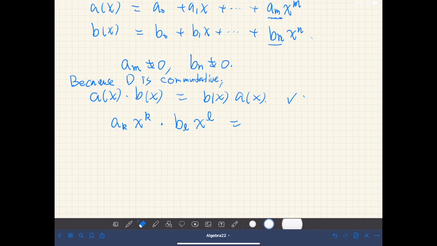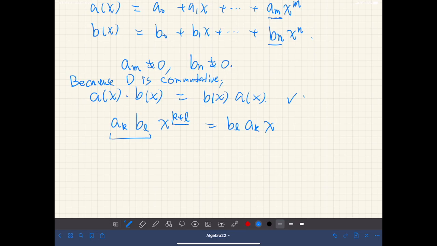If we multiply these two polynomials, we have something like bl ak x to the power of k plus l. Since ak and bl are commutative, we have bl ak, and of course the exponent is just addition, so it's commutative: l plus k. So this holds for every term that appears in this product. Therefore, we have this.